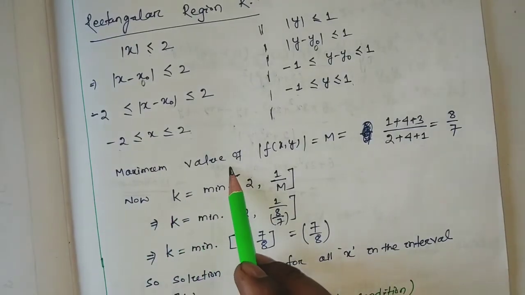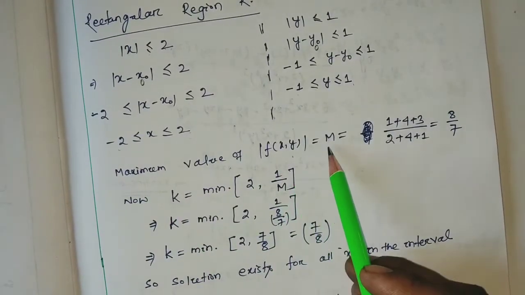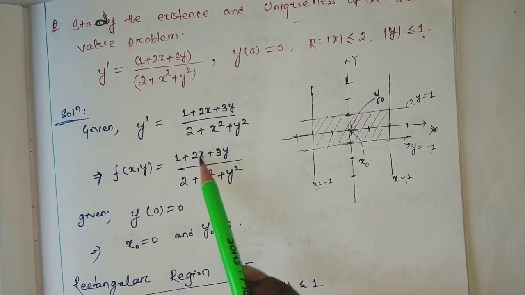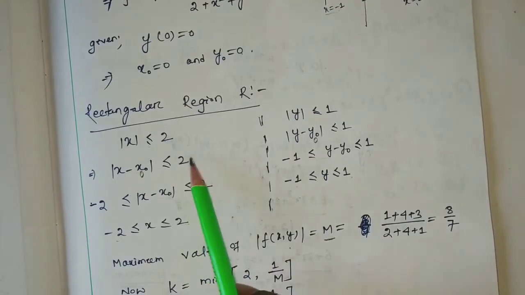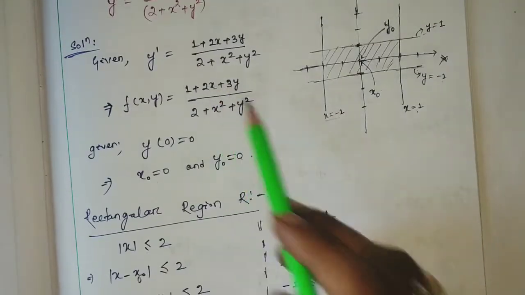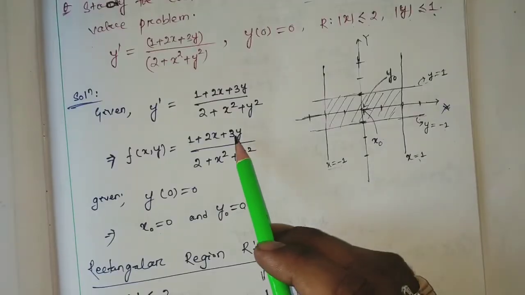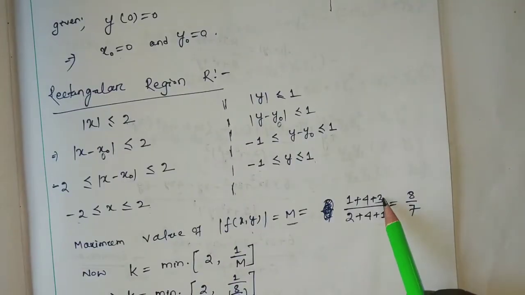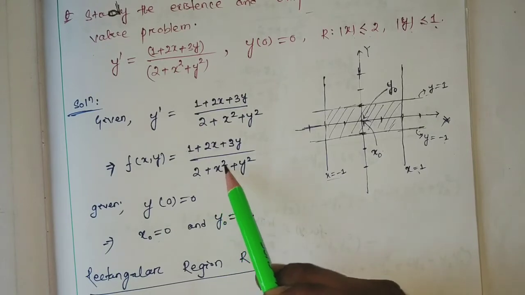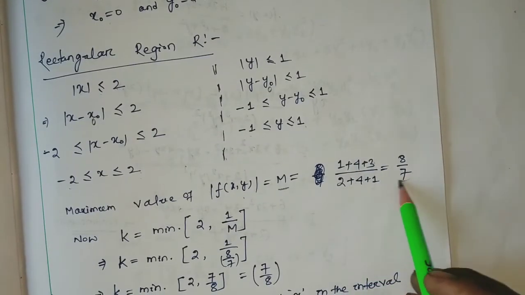The maximum value of f(x, y), that is m, is nothing but, we have to consider here 1 plus 2x. The maximum value of x is how much? 2. The maximum value of y is how much? It is 1. Those maximum values we have to substitute. So 1 plus 2, 2 into 2 will be 4. So 3 into 1 will be 3. Then in the denominator 2 plus 2 square plus 1 square, 4 plus 1, so it will be 8 by 7.